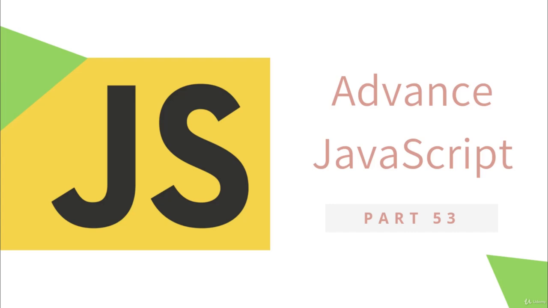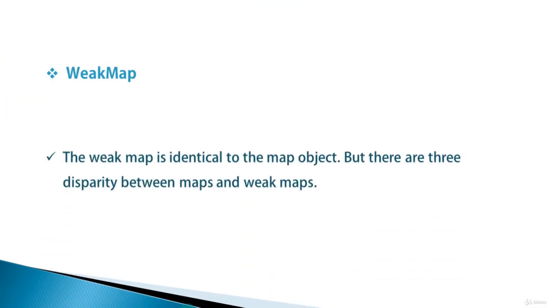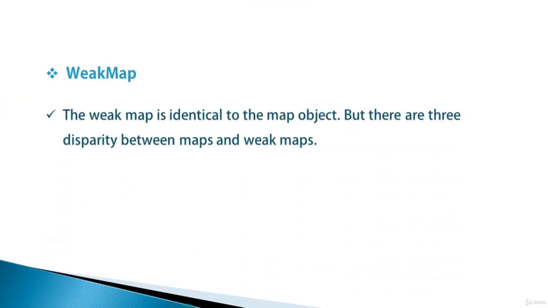In this tutorial, we will understand what is a WeakMap. In the previous lectures, we had learned what a Map is all about. Now in this lecture, we will explore the WeakMap. So what is WeakMap? The WeakMap is identical to the Map object. But there are three disparities between Maps and WeakMaps.